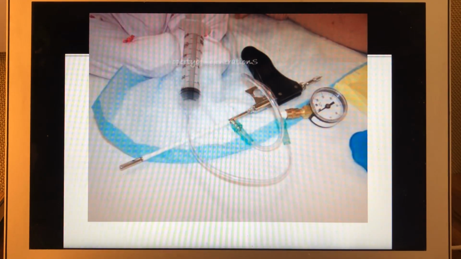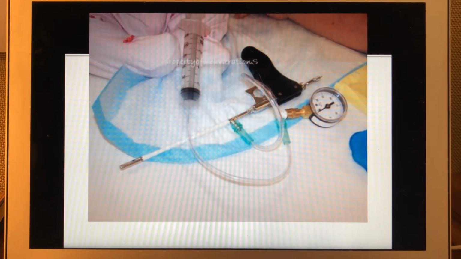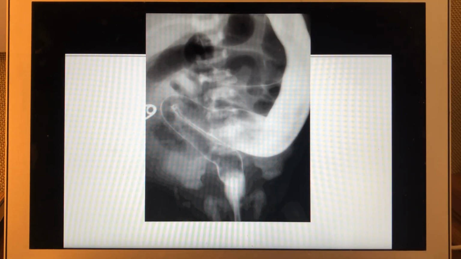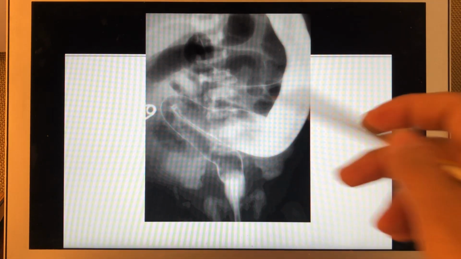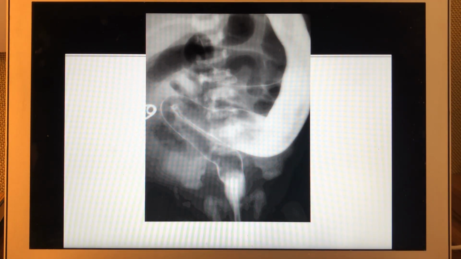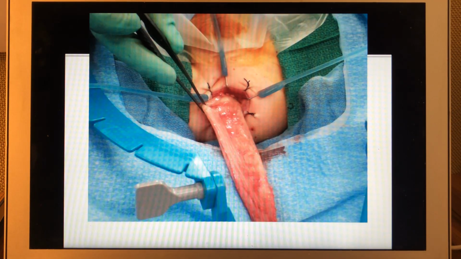How to diagnose it? With a suction rectal biopsy. Another contrast enema showing a small caliber rectum and distal sigmoid with dilated proximal sigmoid. And then do the pull through once you confirm the diagnosis.